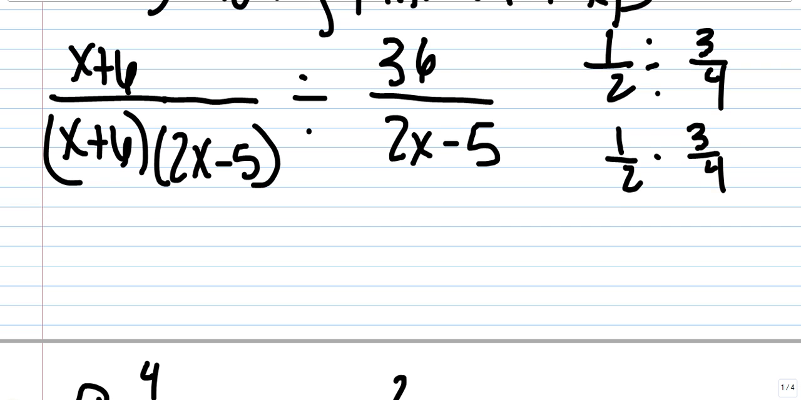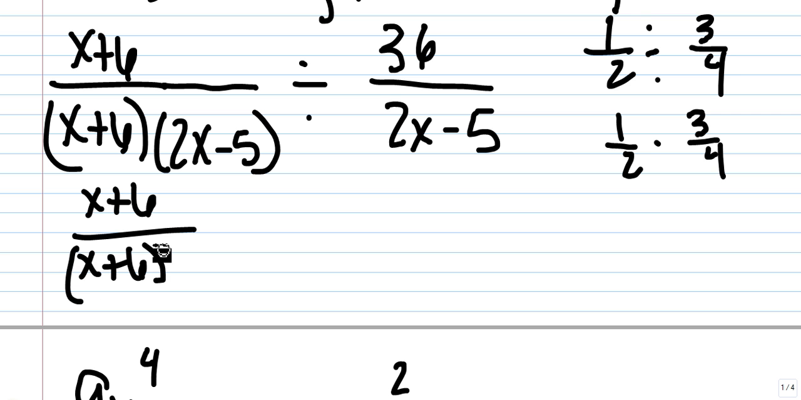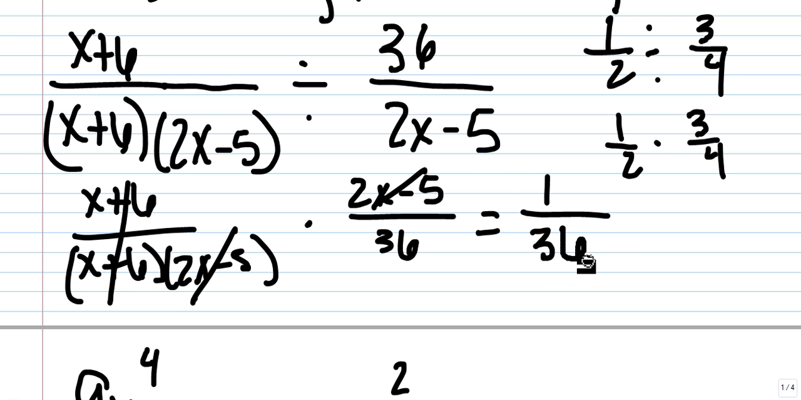Okay, so let's look at my example here on the right. I'm just rewriting this here on the right: x plus 6 over 2x minus 5, times now 2x minus 5 over 36. Notice I flipped that second fraction upside down. I took the reciprocal. Now what can you cancel out? My x plus 6 can cancel, and 2x minus 5 and 2x minus 5 here. And now what do I have left over? The only thing I have left over is 1 over 36. That is going to be my answer for this one right here.